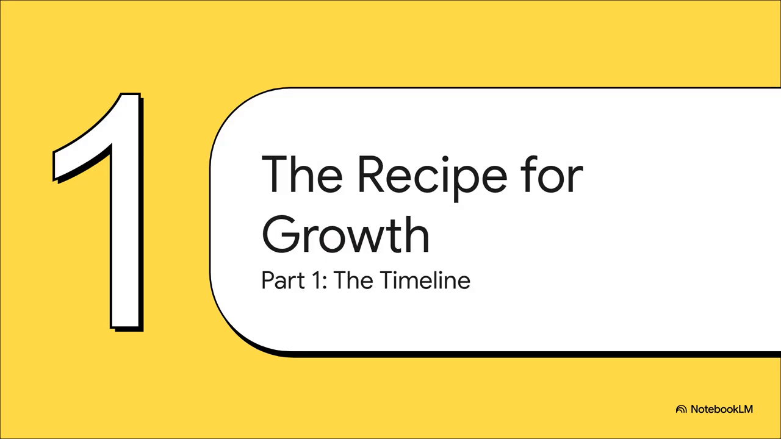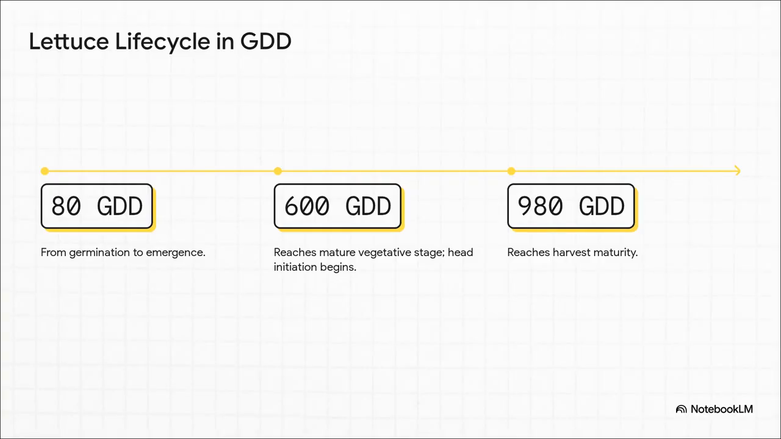The very first part of our recipe is the timeline. You know, just like when you're baking something, timing is absolutely everything. A plant doesn't just grow, it develops on a very specific internal schedule. And here's the key. A plant's life cycle isn't measured in the kind of days you and I think about. The model uses this really cool unit called growing degree days. It's basically a way of tracking progress based on how much useful heat the plant has soaked up over time.